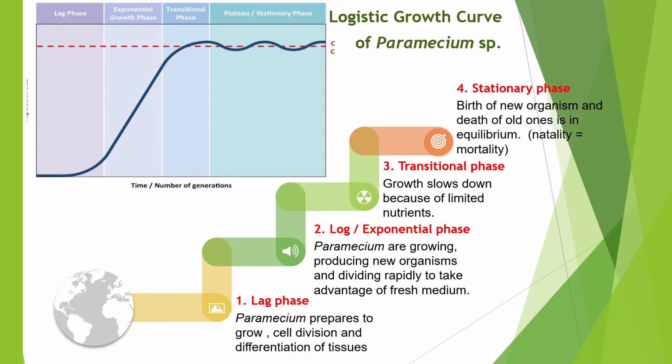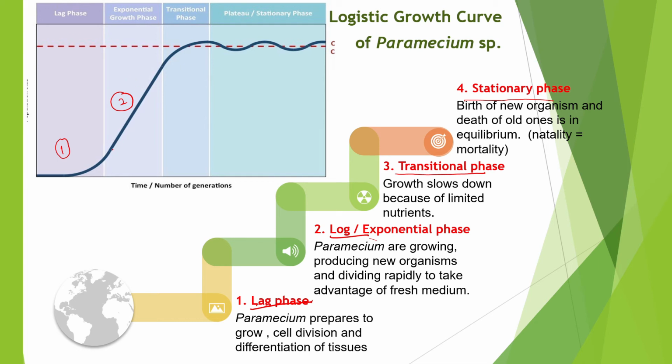For logistic growth curve, the curve can be divided into four phases. The first one is lag phase, second is log phase, third is transitional phase, and fourth is stationary phase. For lag phase, the paramecium prepares to grow, with cell division and differentiation of tissues. At this phase, the paramecium is adapting to the environment. So that's why the growth is very slow earlier in the curve. Second phase is log phase. This is when the paramecium are growing, producing new organisms and dividing rapidly to take advantage of fresh medium. This happens when the paramecium is already adapted to their environment.